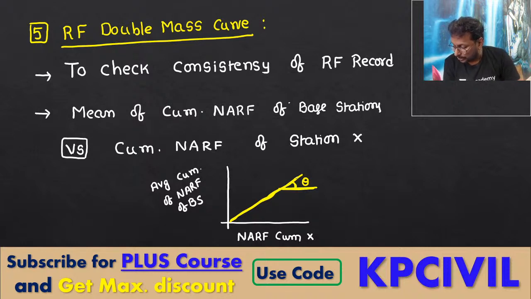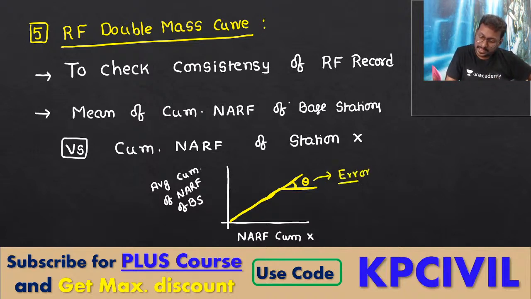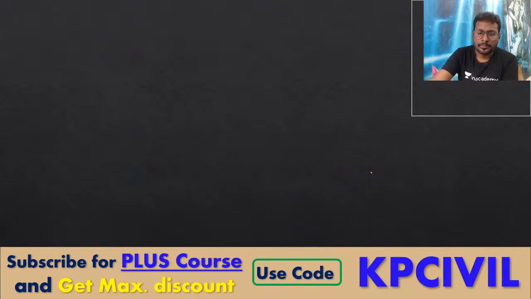It is consistency only, Rudrajay Singh, no doubt. It is to check consistency of rainfall record only. So, average cumulative normal annual rainfall of base stations versus normal annual rainfall of X. And this theta is the variation, inconsistency or error. Okay.